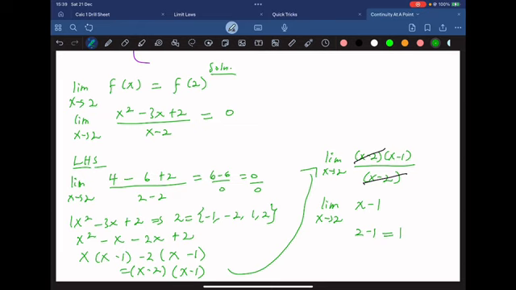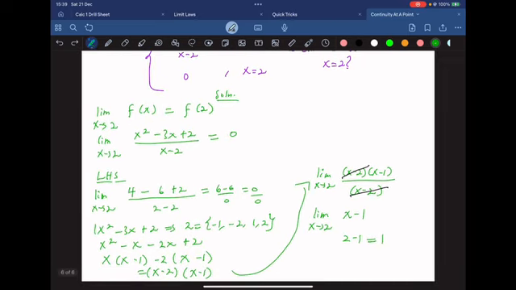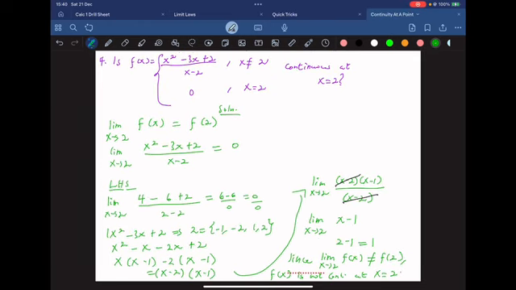But note, we said for the function to be continuous at 2, we have to get 0. And now we had 1. So since limit as x approaches 2 of f of x is not equal to f of 2, f of x is not continuous at x is equal to 2. I hope this explains the concept of continuity at a point.